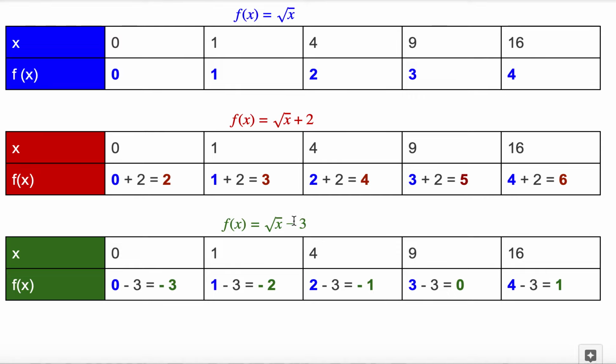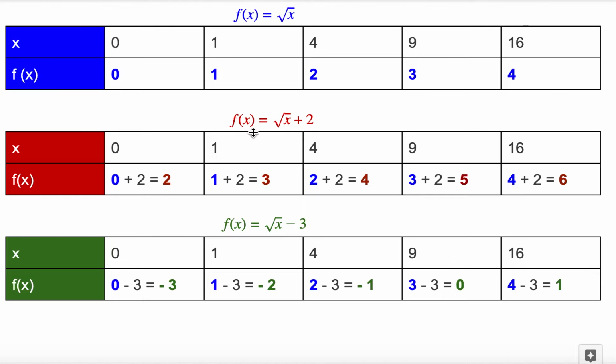In the green function, because it's minus 3, every point in the y-coordinate is going to change by 3 units down, and we are reflecting that here in this table. 0 minus 3 is minus 3, because 0 here, 3 units down. And here is 1, I'm taking 1 minus 3 is equal to minus 2. And here is 2, I'm taking 2 minus 3 is minus 1. And here 3 minus 3 is 0. And 4 minus 3 is 1. So the new coordinates, the points, are 0, minus 3 for this point, for the other point 1, minus 2, 4, minus 1, 9, 0, and 16, 1.